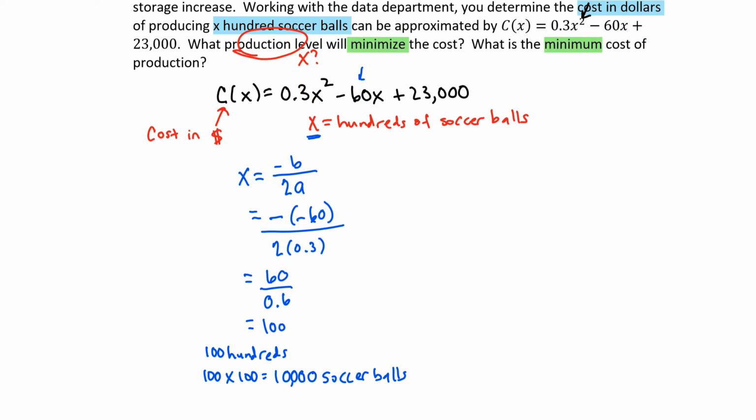Let's finish the question by figuring out the minimum cost. The minimum cost is f of negative b over 2a, right? So in this case, it's C of negative b over 2a. Our f in this case is called C. Negative b over 2a was 100. Be careful here. I'm plugging in the x value, which represents 10,000 soccer balls. I'm not plugging in 10,000, okay? So plugging that in, we have 0.3 times 100 squared minus 60 times 100 plus 23,000.